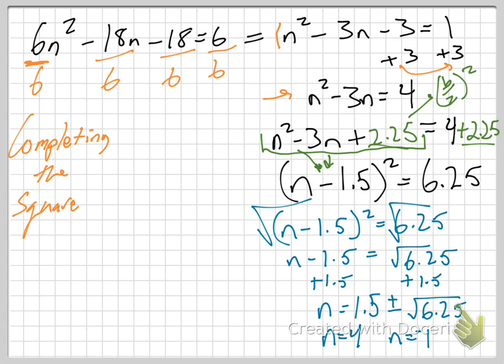From there we solve. Square root of both sides, isolate n, write your sentence so that your square root comes second and you have plus or minus that square root. And then actually do 1.5 plus the square root of 6.25, 1.5 minus the square root of 6.25. And that'll get you these roots.